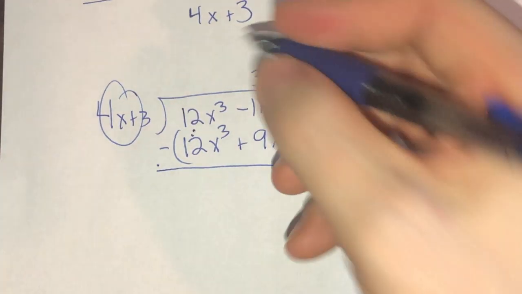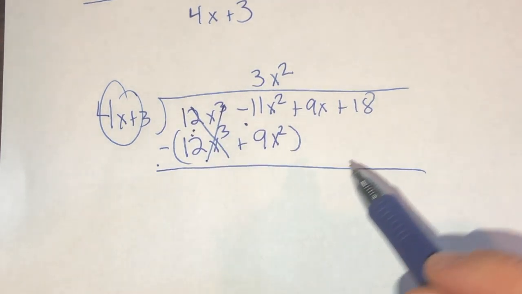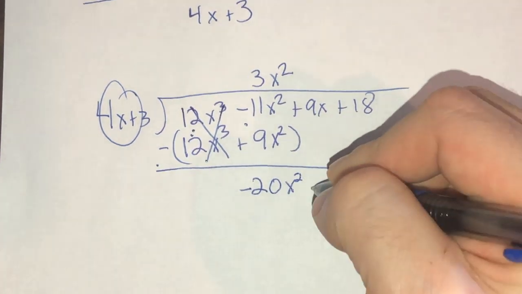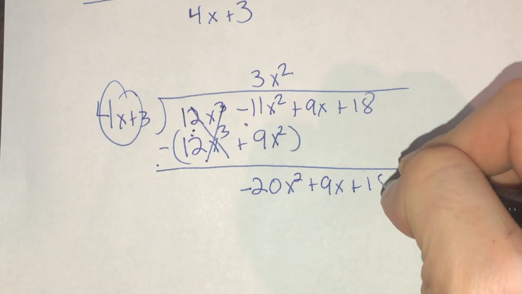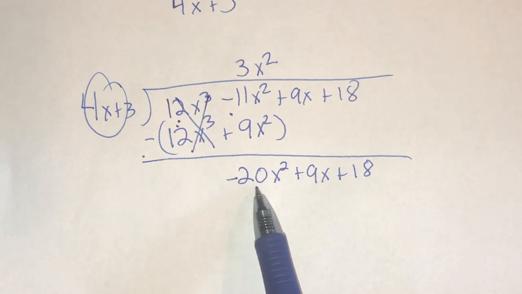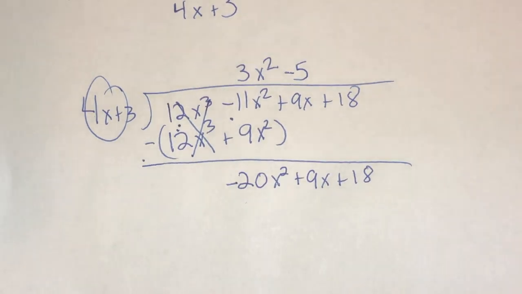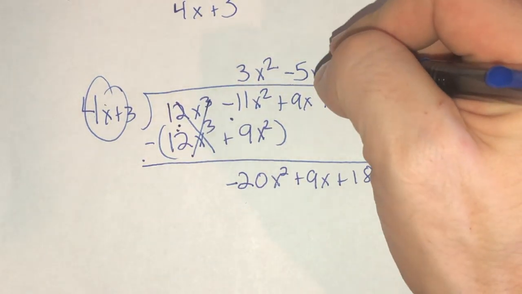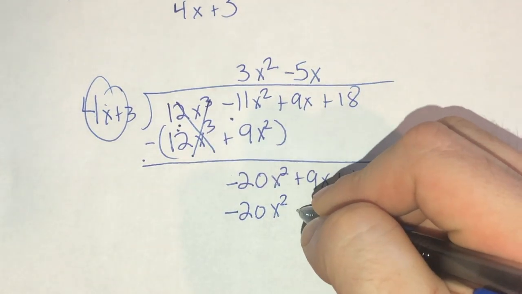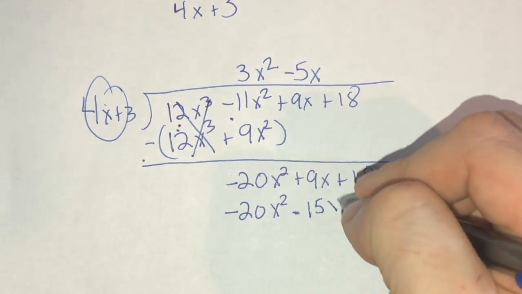and I subtract. So again, these cancel. 11 minus positive 9, that's negative 20x squared plus 9x plus 18. Okay, now I repeat it again. So what times 4 is negative 20? What times x is x squared? Okay, and then I come down again, negative 20x squared, minus 15x, right?